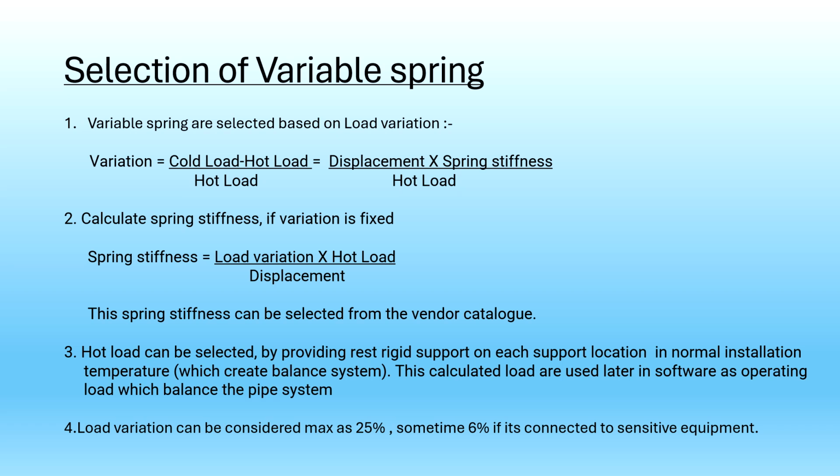Hot load can be selected by providing rigid support at each support location in normal installation temperature, which creates a balanced system. So when we provide a rigid support, we get a balanced system during normal operations. Those loads we have to put in as the hot load during the operating condition. So these calculated loads are used in our software as the operating load which balances the pipe system. Load variations can be considered at most 25% for variable springs, and sometimes we limit it to 6% if the spring is installed near sensitive equipment.